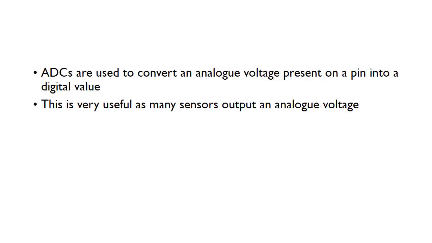So ADCs, or analog to digital converters, are used to convert an analog voltage present on a pin into a digital value. This is very useful, as many sensors that we use output an analog voltage. Lots of sensors are not compatible with GPIO pins, for example. A GPIO input pin can either read 3.3 volts or 0 volts, nothing else. But with an A to D, we can put in any voltage within a particular range.